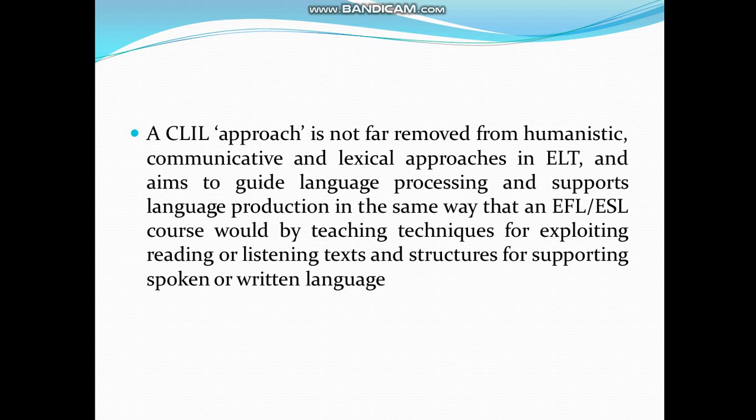A CLIL approach is not far removed from humanistic, communicative and lexical approaches in ELT, and aims to guide language processing and support language production in the same way that an EFL or ESL course would, by teaching techniques for exploiting reading or listening texts and structures for supporting spoken or written language.